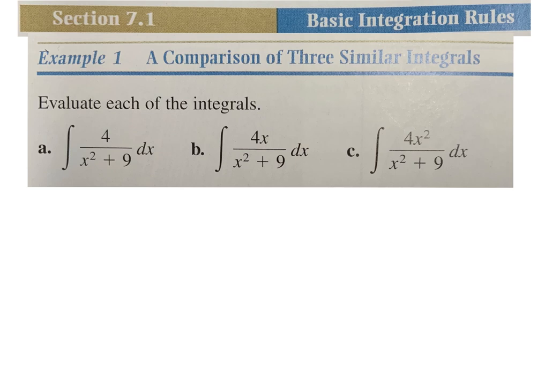What my u would probably be x squared plus 9. What would my du be? du would be 2x. What's the problem here? There's no x, right? If we look at b, we could potentially use substitution there, right? Because all I have to do is multiply by 2. And if we look at c, we definitely could not use substitution there because we need an x squared and we would get a 2x, right?